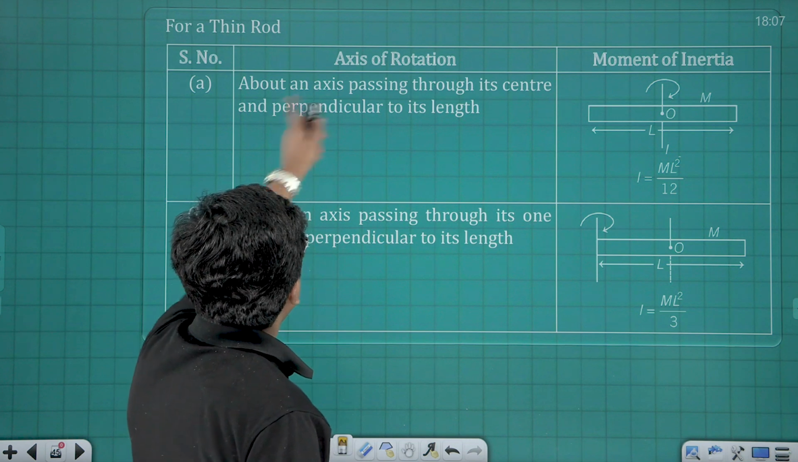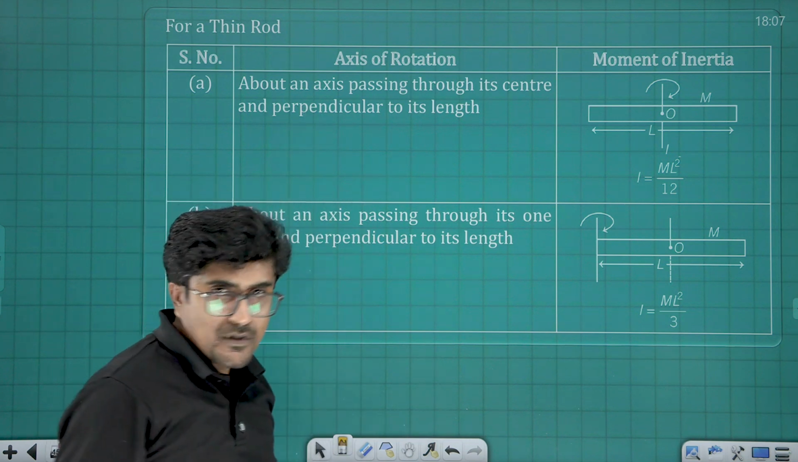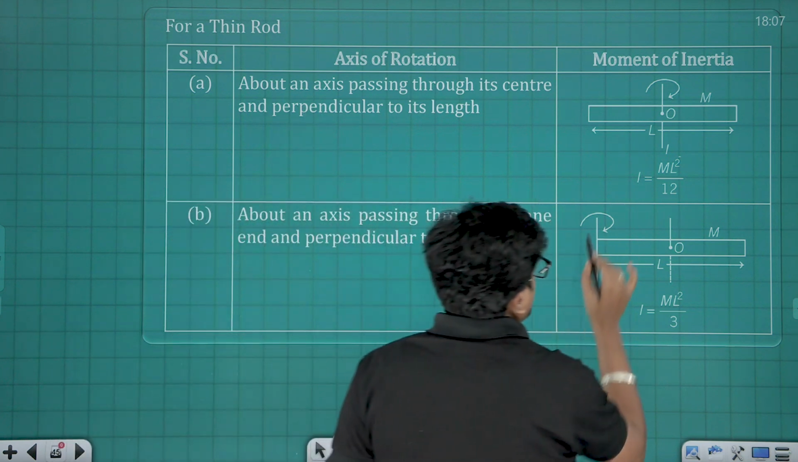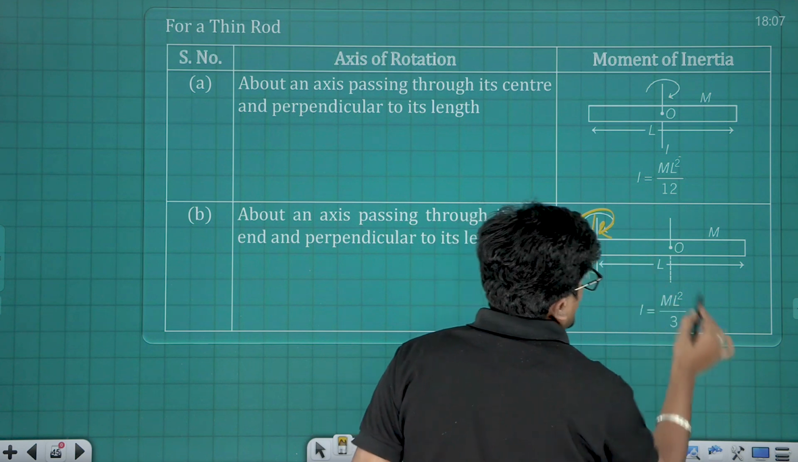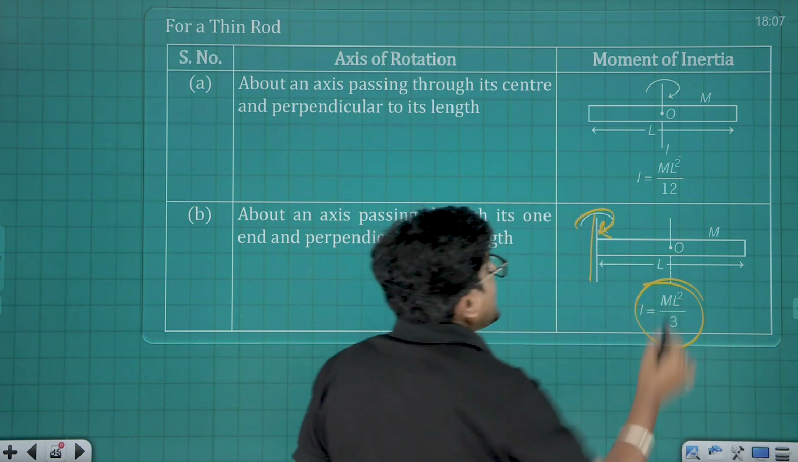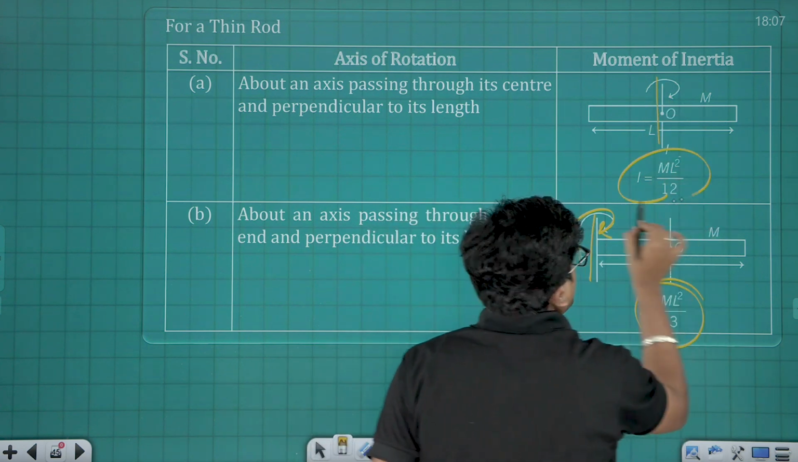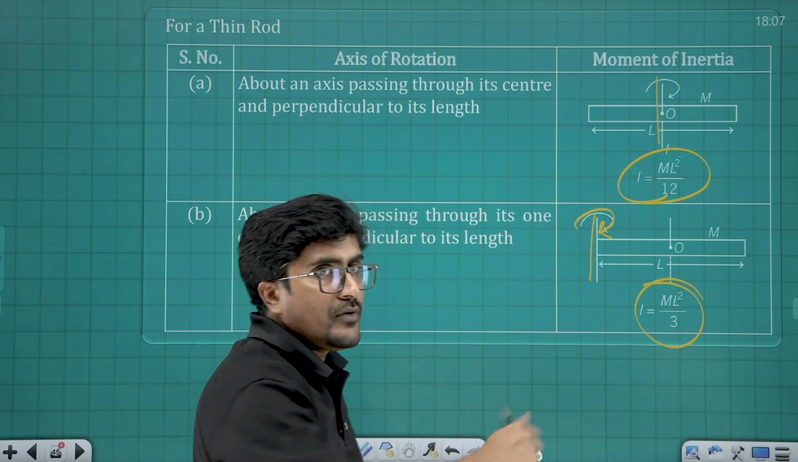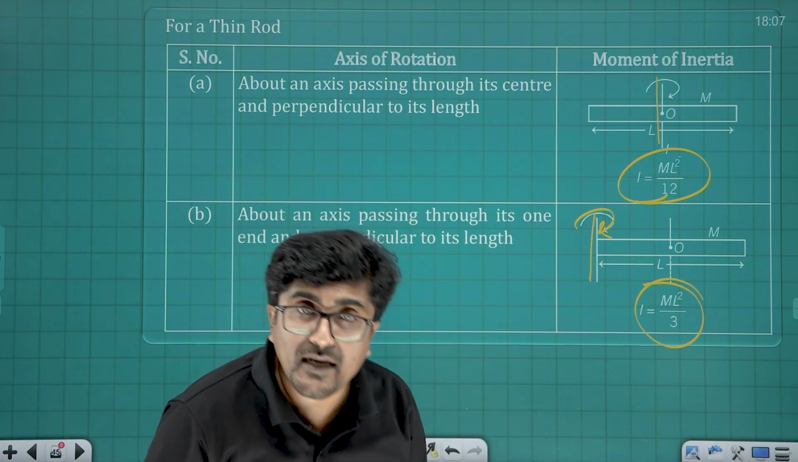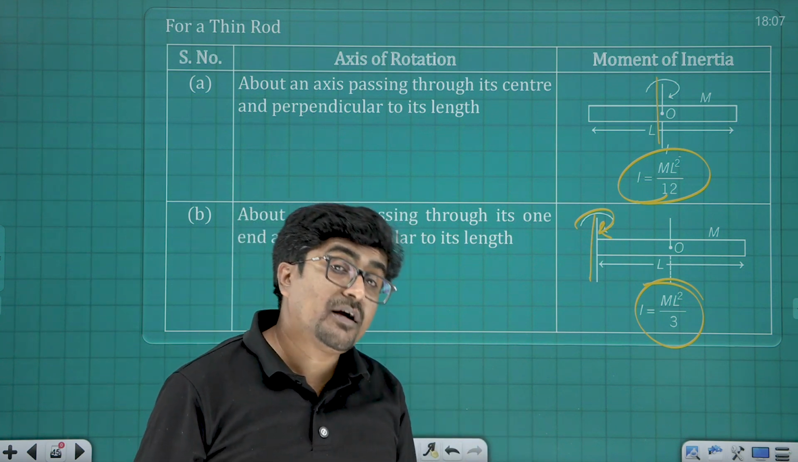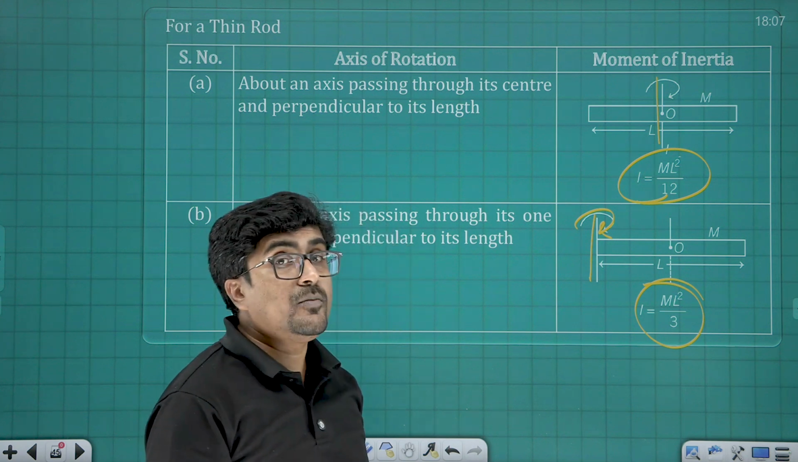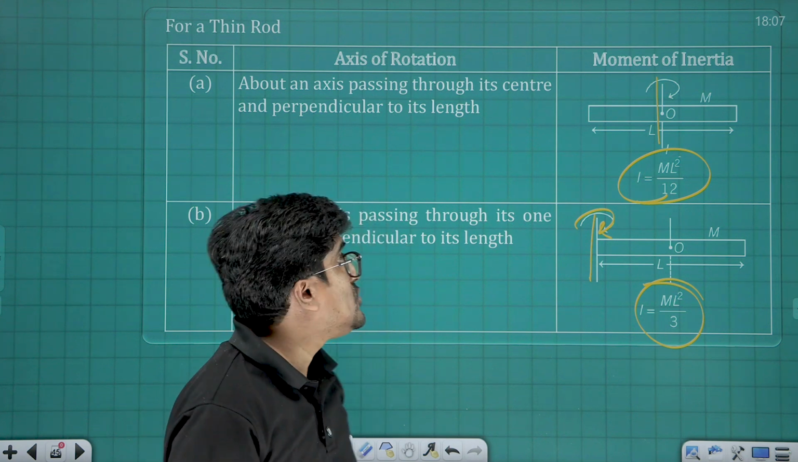Yes. The next is for a thin rod. If it is rotated with respect to one of the edges, it's going to be ml square by 3. And if it is rotated with respect to the center, it's going to be ml square by 12. Very, very important. With respect to one of the edges, it's going to be ml square by 3. And with respect to the center, it's going to be ml square by 12.